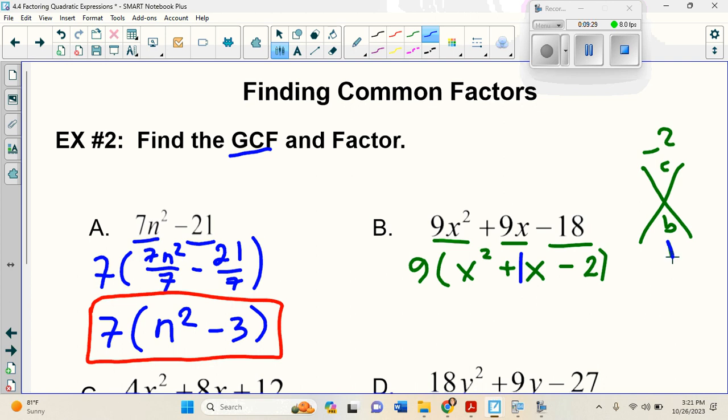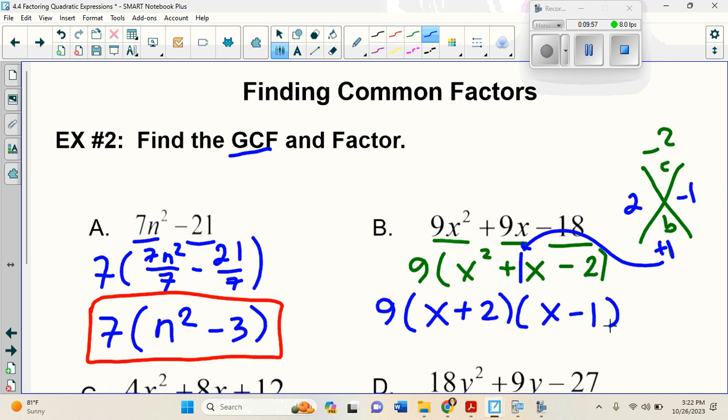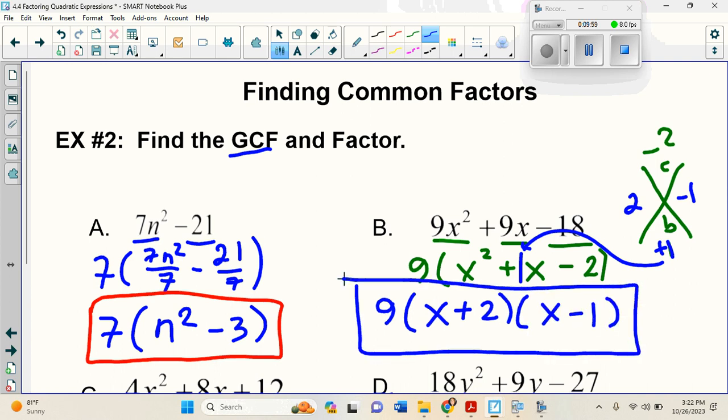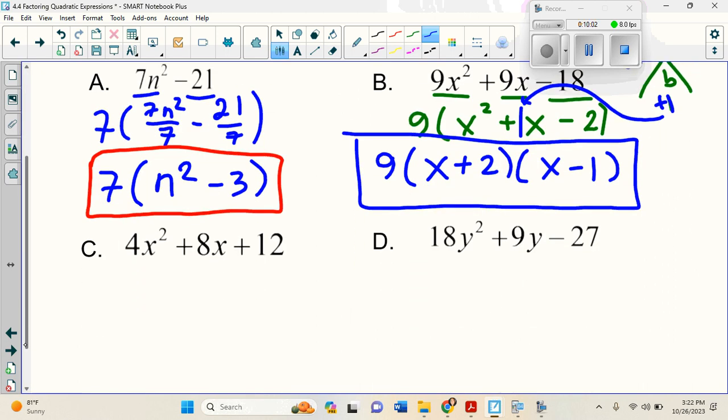Okay, the factors of negative 2 that add up to 1 are 2 and 1. And if you think about it, would I have to subtract 1 from 2 or subtract 2 from 1? You have to take 1 away from 2 to get this positive 1 that's right here. So we get x plus 2 times x minus 1 is my completely factored form.